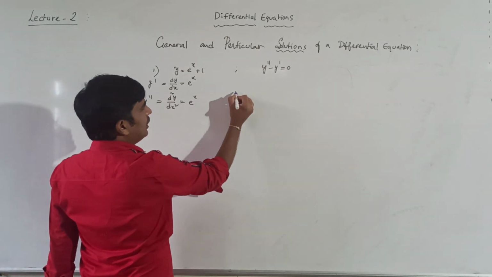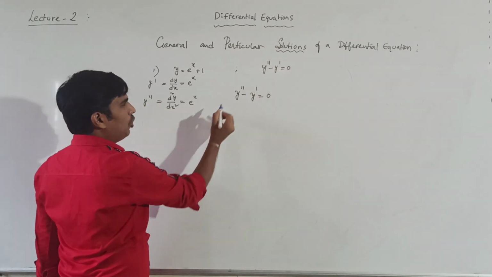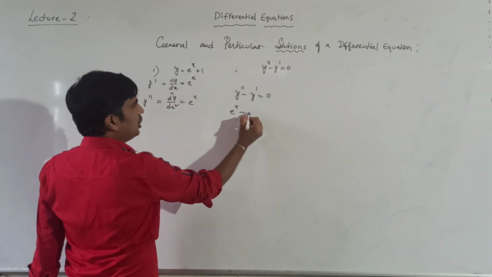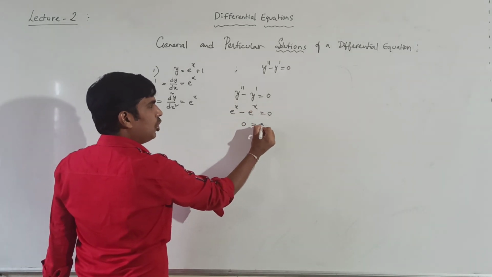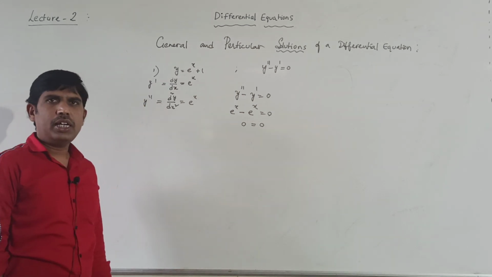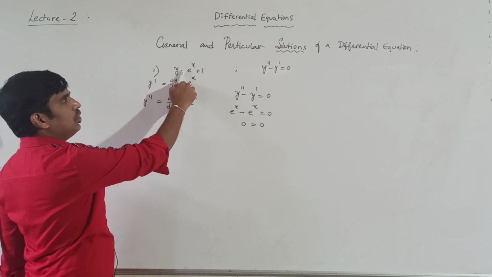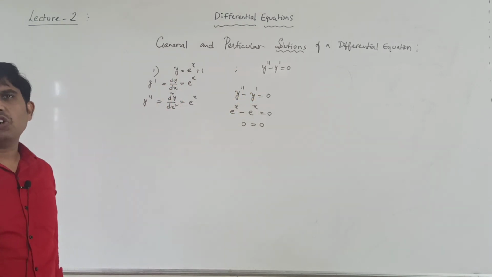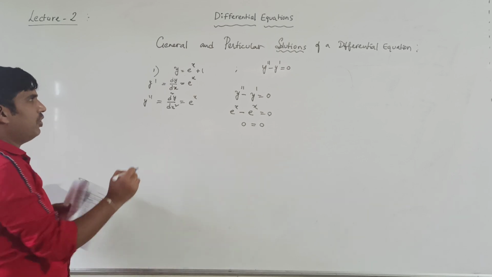Now you replace here: y double dash minus y dash is equal to 0. What is y double dash? e power x. Minus y dash, how much? e power x. e power x minus e power x is 0. 0 is equal to 0. LHS is equal to RHS. Therefore it is a solution for the given differential equation. In words you have to write at the last: hence it is a solution for the given differential equation.